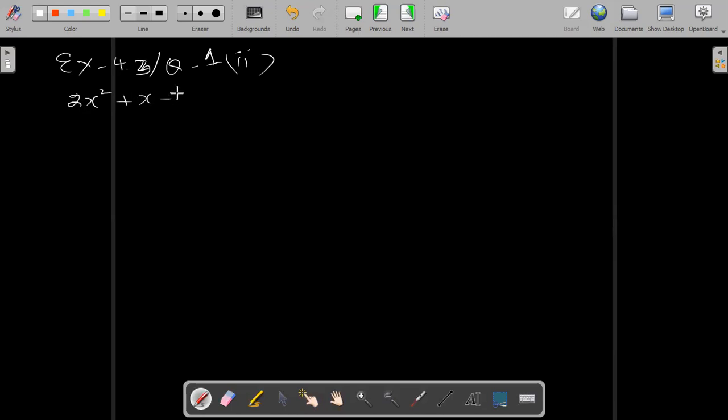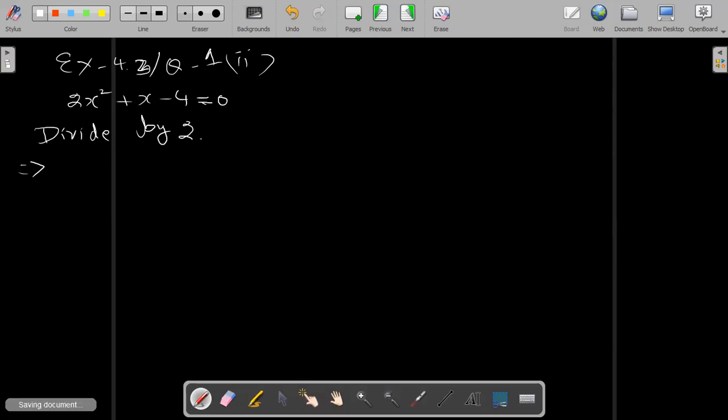2x square plus x minus 4 is equal to 0. So as I told you, we will divide the equation by 2, because the coefficient of x square is 2. So divide by 2. If x square is 1, we will not divide. We will start from that point. I will take another question like that also later on.